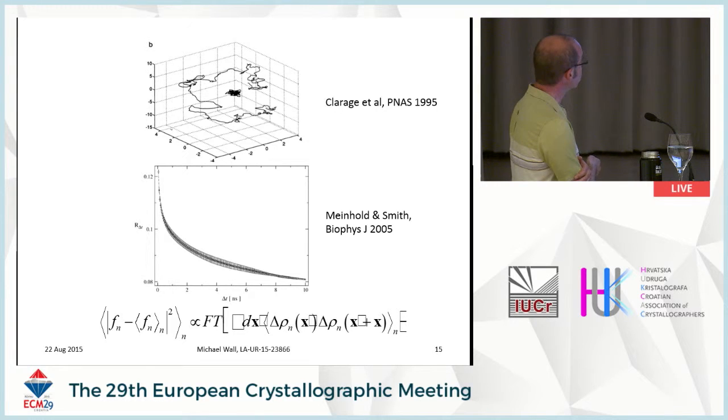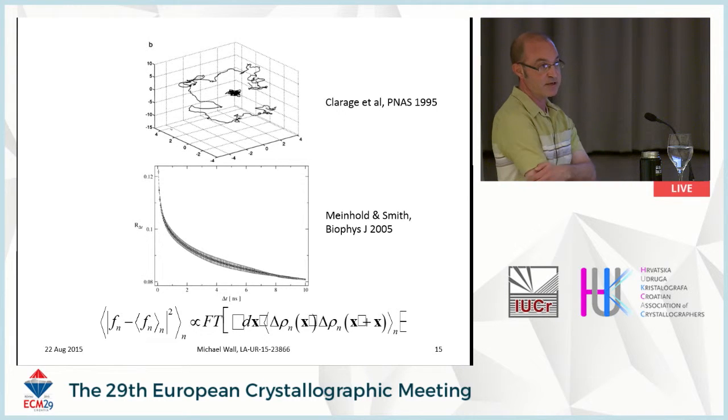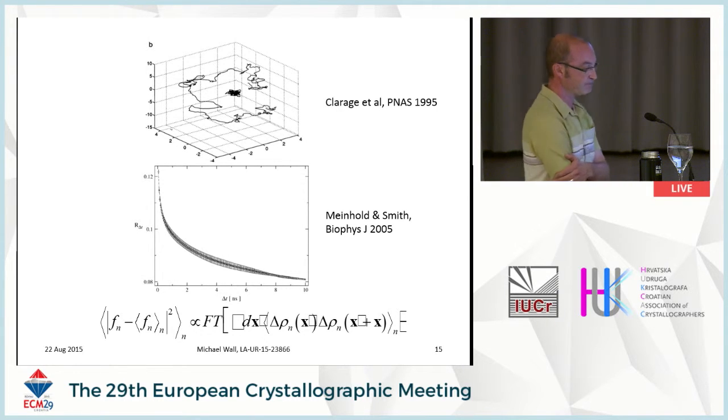About 10 years later, Meinhold and Smith looked at staphylococcal nuclease and compared it to the data that we had collected earlier. And they saw a better agreement using a 10 nanosecond simulation. And what they found is that during the course of the simulation from 0 to 10 nanoseconds, they got improved agreement with the diffuse data. And they predicted that after about a microsecond, they would get some sort of convergence by their measures.